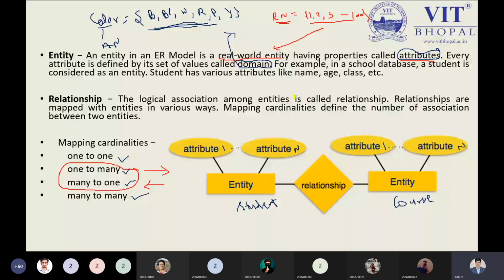Unlike the table, our chair can have its own properties, its own attributes. So our table will be associated with the 4 chairs. Of course, it is also possible.